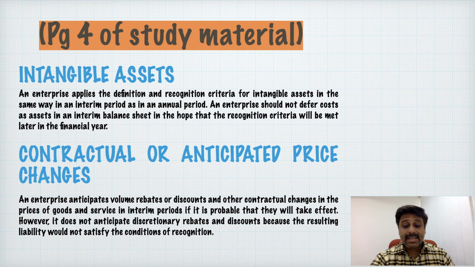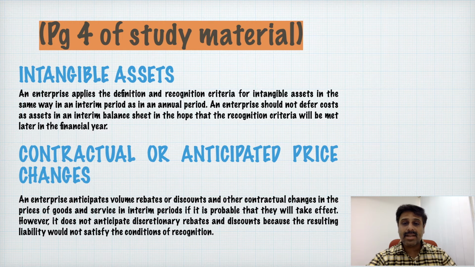However, it does not anticipate discretionary rebates and discounts because the resulting liability would not satisfy the condition of recognition. Discretionary means if any person comes, negotiates with you, bargains with you, then you give him a discount. He is not purchasing in bulk quantity. Such discounts cannot be provided in advance. But if we know that every year in quarter 2, one customer comes, it's a repeated order and he takes bulk quantity and we give him a discount, then even in quarter 1, though that discount is not taking place, you can make a provision for the same. Only if it is a repeated volume quantity or discount.